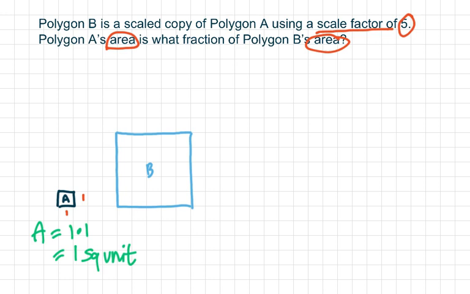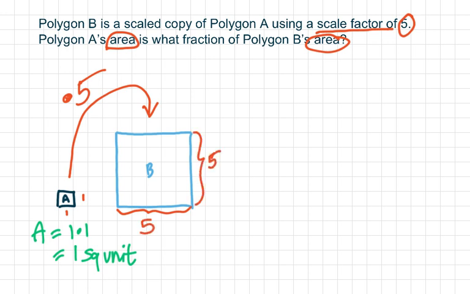Then let's look at polygon B. So to form polygon B, I kept in mind the fact that the scale factor is 5. So it means I'm going to take each of the side lengths in polygon A and multiply them by 5. And that's how I develop polygon B. So polygon B has side lengths of 5 and 5. And now that I have that, I can use the information to solve the problem. Still, you're doing the area. Area equals length times width or base times height. 5 times 5, 25 square units.